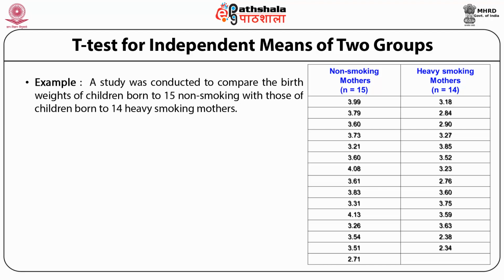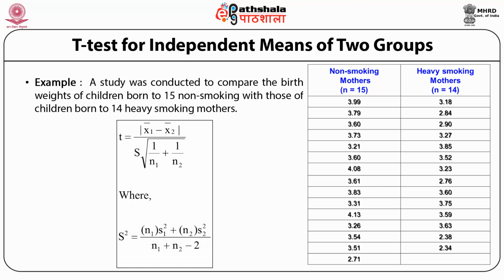These are the readings for the non-smoker mothers. Now we want to compare. The t-test is equal to x bar, the mean of the non-smokers, minus the mean x2 of the heavy smoker mothers, divided by the pooled standard deviation times the root of 1 by n1 plus 1 by n2. This is the standard error, where s square is equal to n1 s1 square plus n2 s2 square divided by n1 plus n2 minus 2. This way we can calculate the t-test.